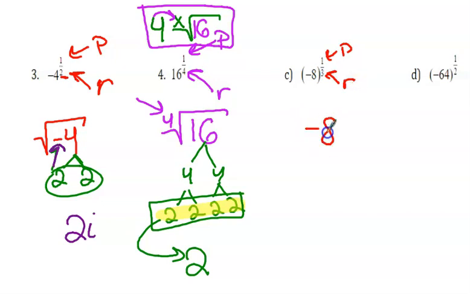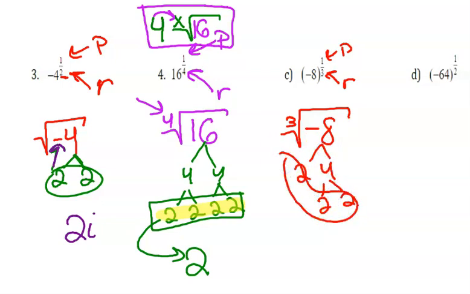So now I have cube root of negative 8. Break it apart: 2 and 4, 2 and 2. I have a group of 3, so I can take it out. I have a group of 3 numbers. That number is 2, so I can take it out. And I have a negative, so my answer is negative 2.